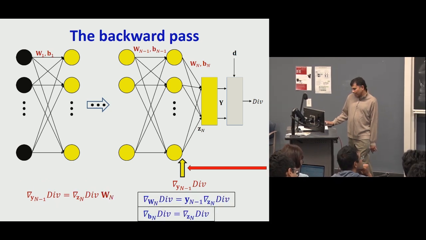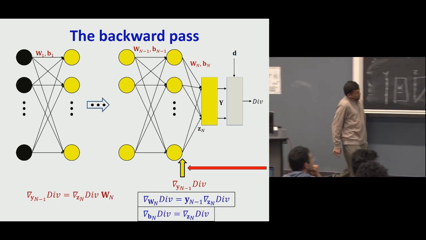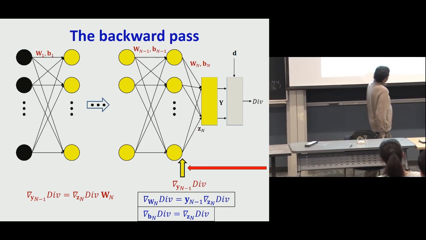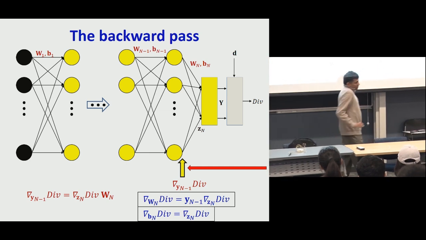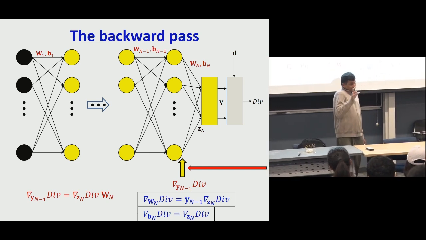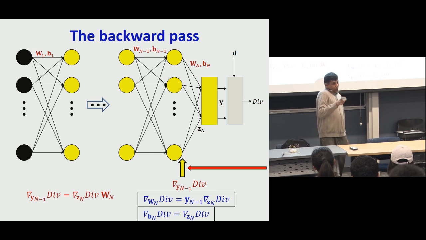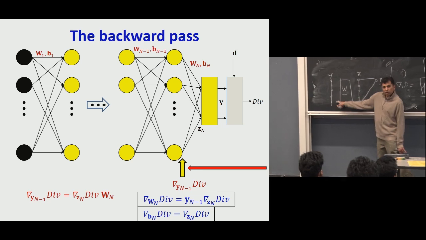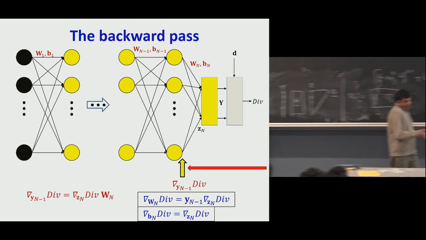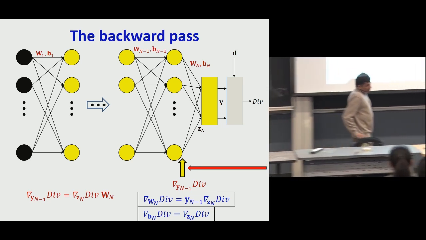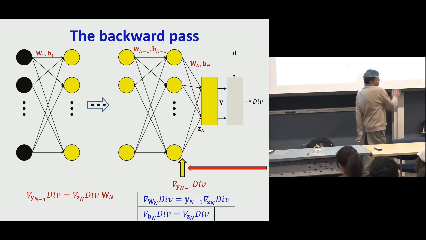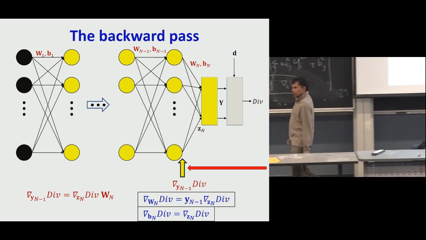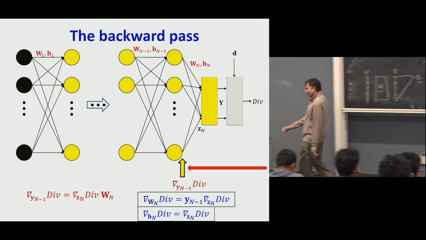And at the same time, I can also compute the derivative of the divergence with respect to the bias, which is simply the derivative of the divergence with respect to z, and the derivative of the divergence with respect to the weights matrix, which using this rule is going to be the product of the previous y and the derivative of the divergence with respect to the following z. Simple enough and straightforward.